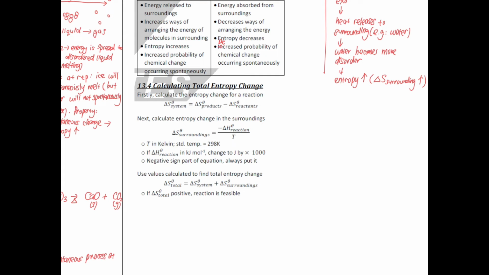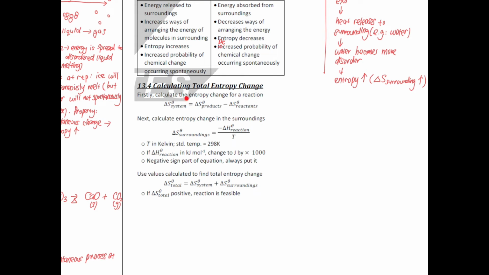You can go straight to this point first. Total entropy change is the entropy change of the system, which is the reactants and the products, plus the entropy change of the surroundings. Logically, it's true, no? If you want the total, you have to add, right? What should you add? We just learned two types of entropy: entropy change of the system and entropy change of the surroundings. You add up those two, then that is the total entropy change. So that's why we have this.